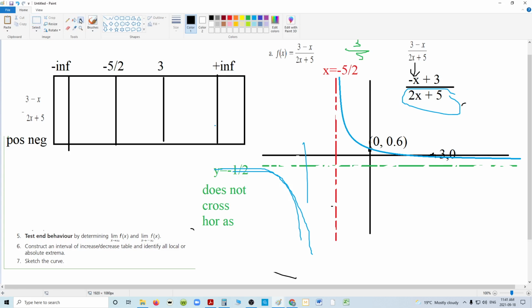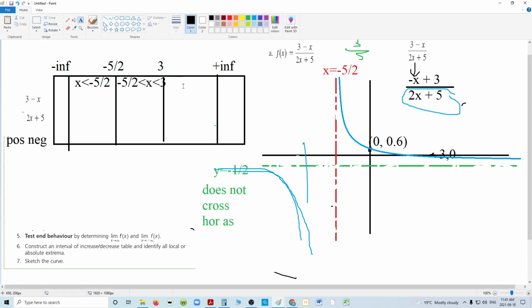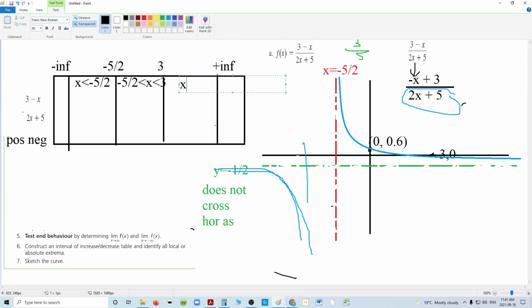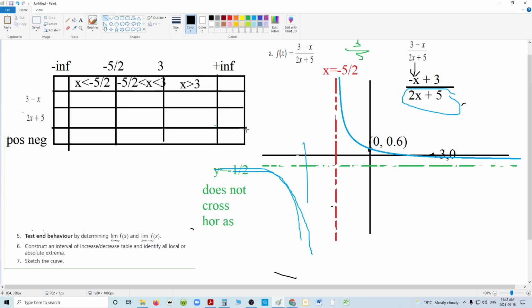So in this box, I'm going to make x smaller than minus 5.5. In this box, I'm going to make x in between minus 5.5 and 3. In this box, x is going to be bigger than 3. And of course the plus infinities and the negative infinities in the last box. Then I just make a row for each of the things I've created.